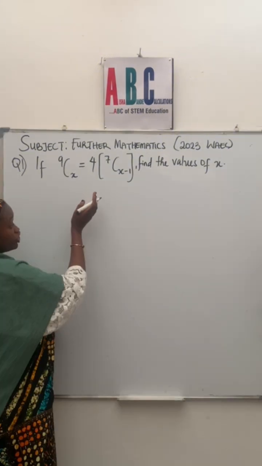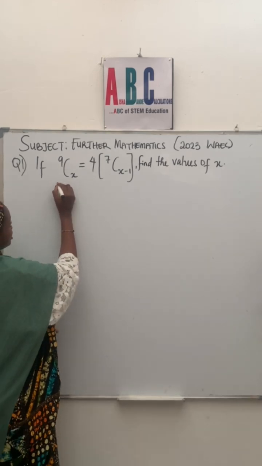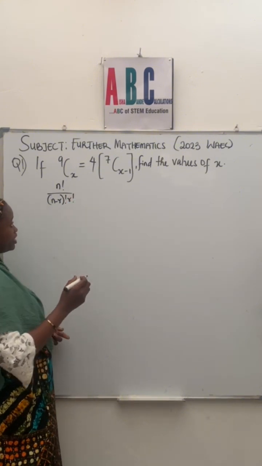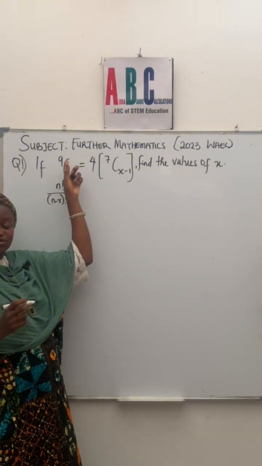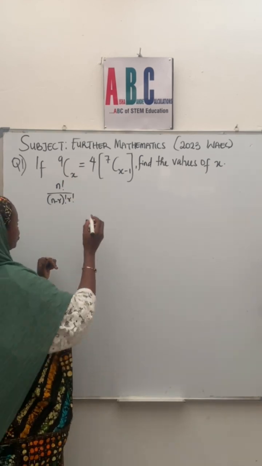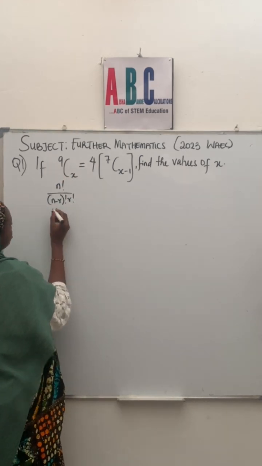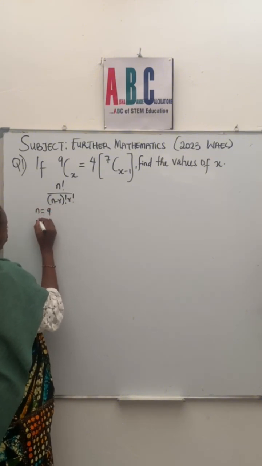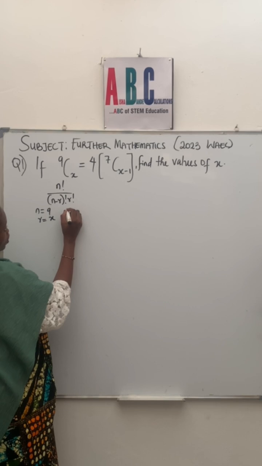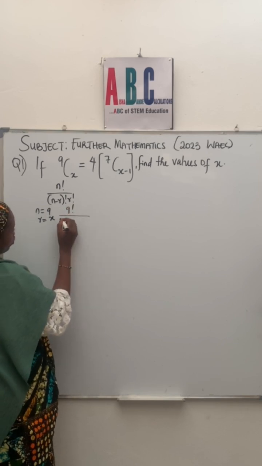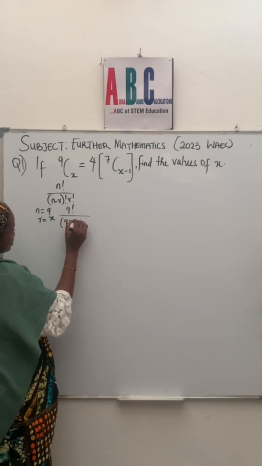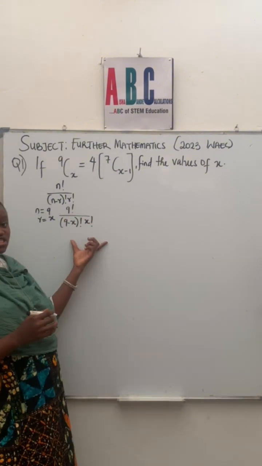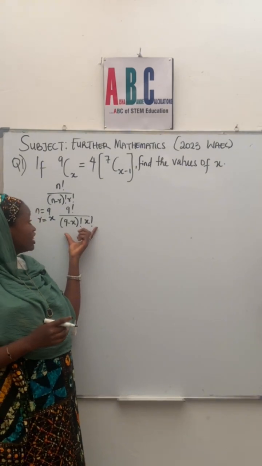So, let's begin. Know the formula for combination, which is n factorial over n minus r factorial, right? So let's start. Let's simplify the left hand side, which is 9 combination x. For 9 combination x here, n is equal to 9, r is equal to x. So this becomes 9 factorial over 9 minus x factorial x factorial. So this is 4. This is what we have at the left hand side.